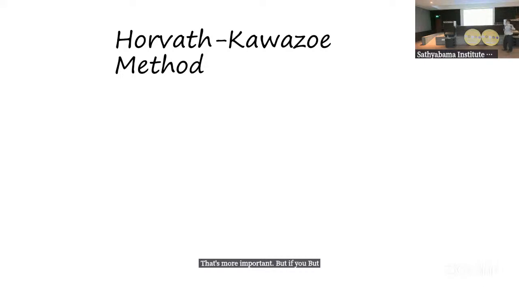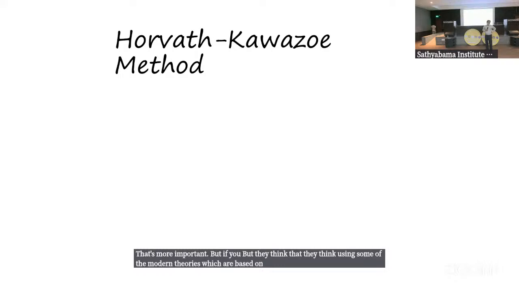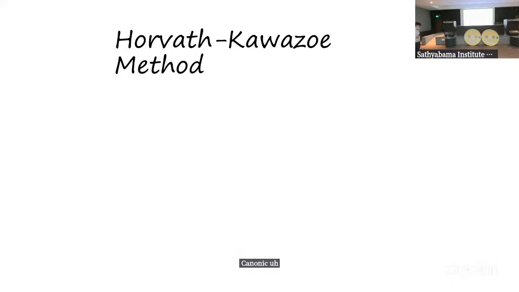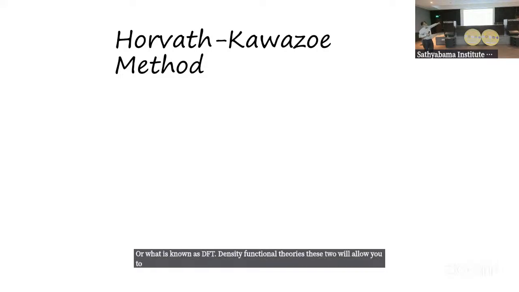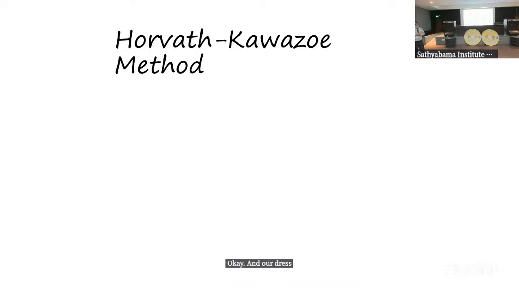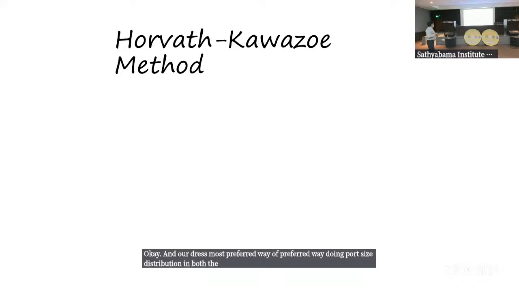But they think that using some of the modern theories which are based on molecular dynamics, like GCMC, grand canonical Monte Carlo calculations, or what is known as DFT, density functional theories, is better. These two will allow you to calculate both micropores as well as macropores, and are thus the most preferred way of doing pore size distribution in both the regions. Let me carry you through to micropores, which is towards the last of this.